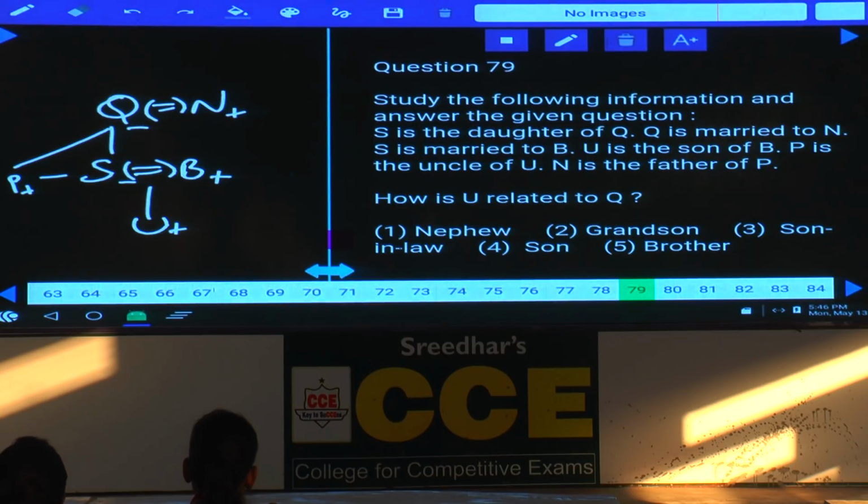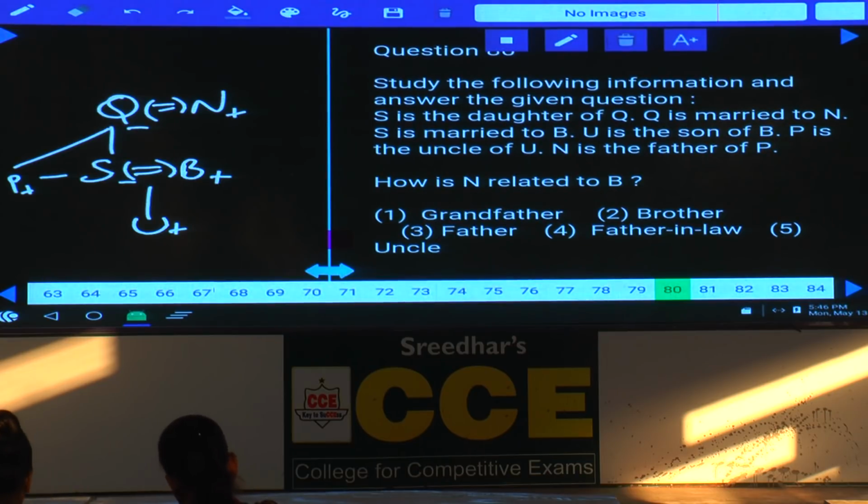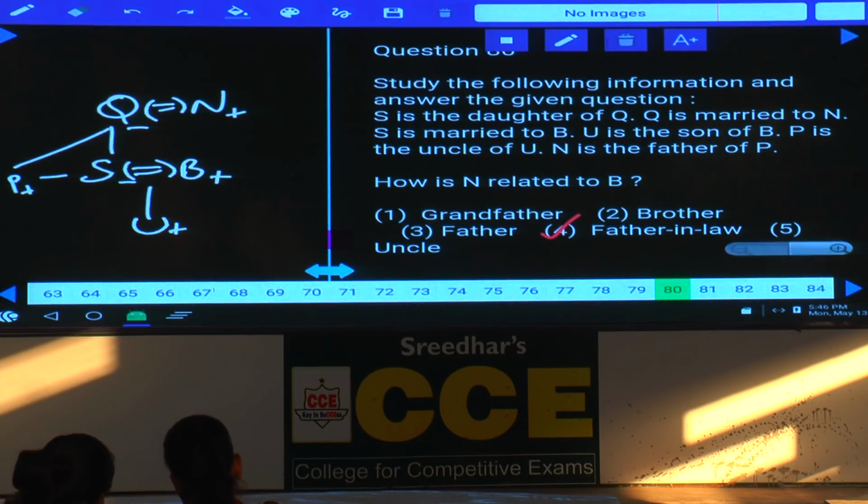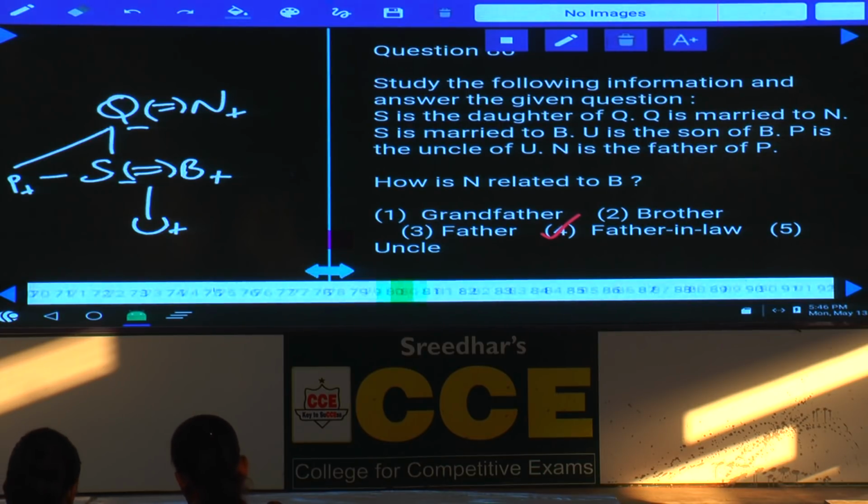And how is U related to Q? Tell me how this U is related to Q. Q's daughter's son, that is grandson, choice 2. Then question number 80, how is N related to B? Now B's wife's father, that means spouse's father, father-in-law, choice 4. Then father-in-law, choice 4, question number 80.